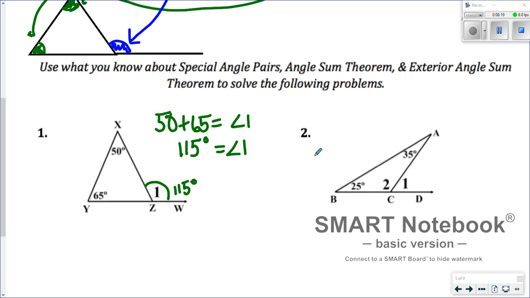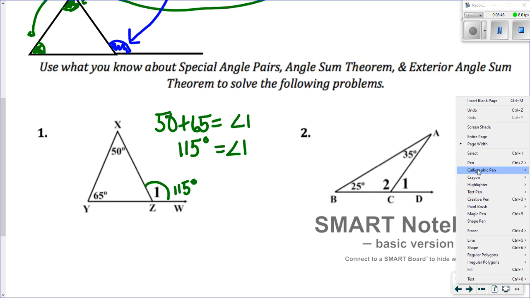There's another way you can do it, but it'll take more steps. You could add up the two, subtract it from 180 to get this, and then subtract that number from 180 to give you 115. But why do all those steps when you can just do one little piece of work, which is add up the two remote interior angles and get your exterior angle? Alright, let's go on to the second one.